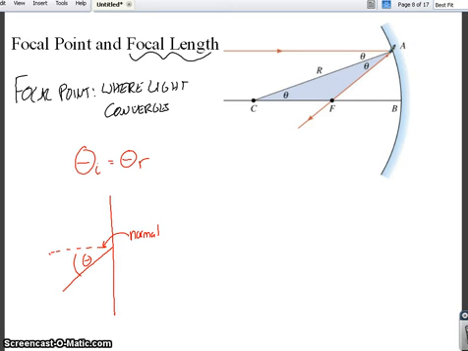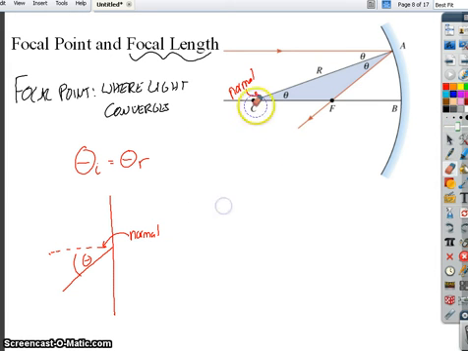Well, a circular mirror, the normal is going to be the line that passes through the center of curvature or the radius of curvature or the center of the mirror. So remember that we have this point C. If we look at this whole spherical mirror here, we have this point C. It's the very middle. Okay?